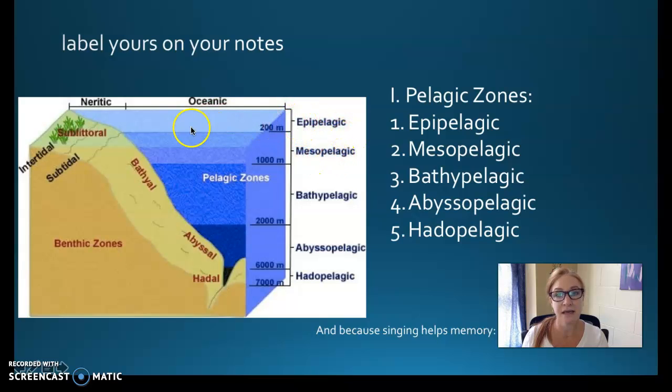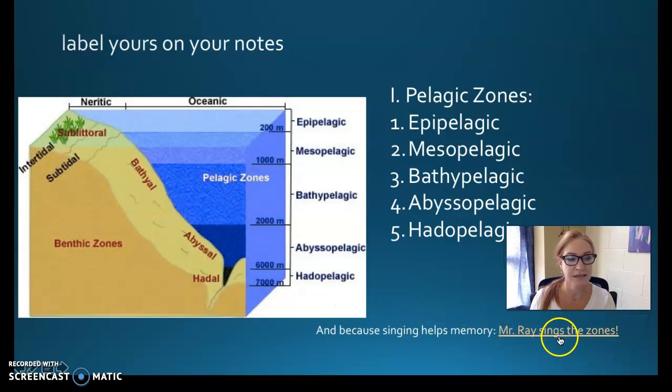So we have, again, the very surface of the water, 200 meters deep. That is the epipelagic zone. So if you've ever been out on the ocean in a boat, you're sitting on the epipelagic zone. And then the mesopelagic is the second deepest, bathy, abysso, hado, pelagic. And there is a video. Mr. Ray sings the zones. I will put just this PowerPoint also on Canvas, so you can go click that link, okay?